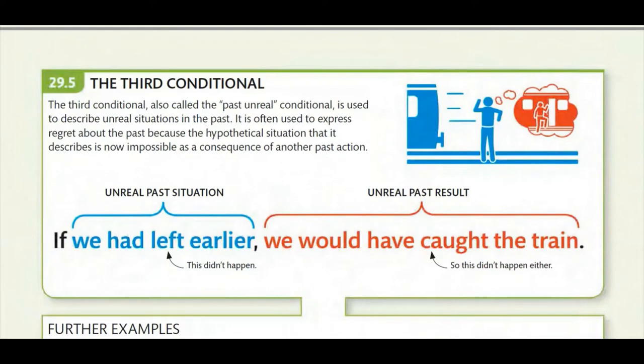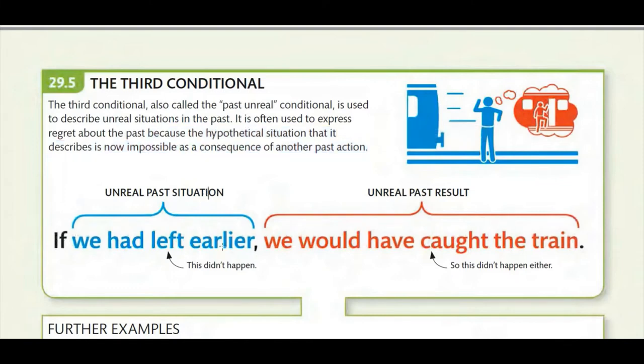Okay, here's the last type, the third conditional. The third conditional, also called the past unreal conditional, is used to describe unreal situations in the past, and it is often used to express regret about the past because the hypothetical situation that it describes is now impossible as a consequence of another past action.